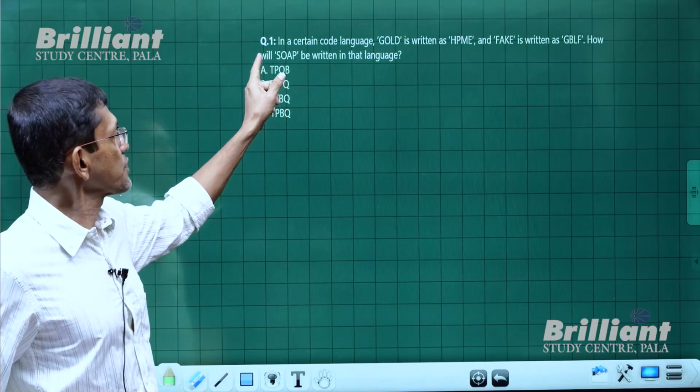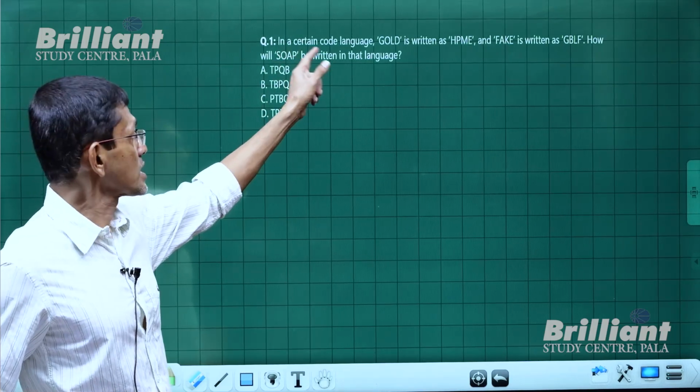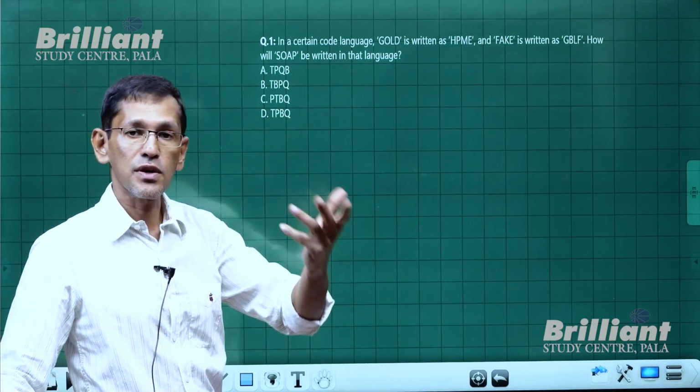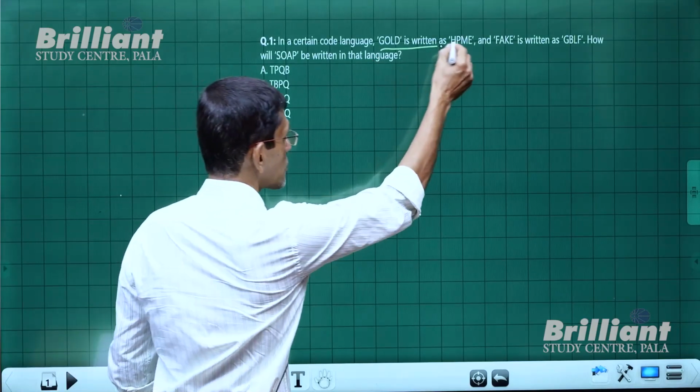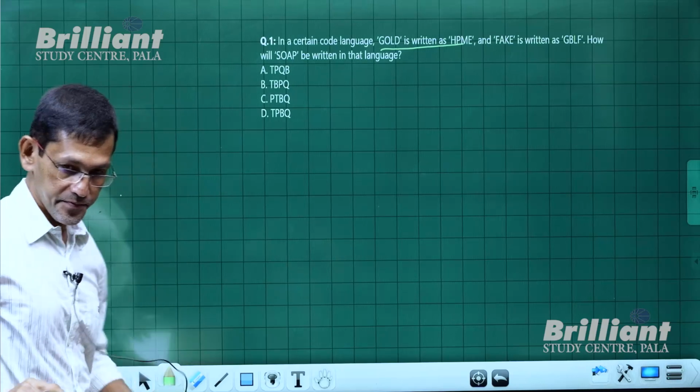The first question on the board looks like a certain code language, so it's a coding-decoding question. Let's start with gold. Gold is HPME.